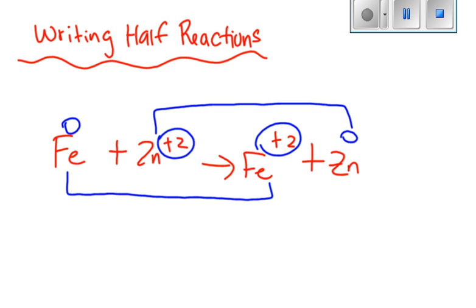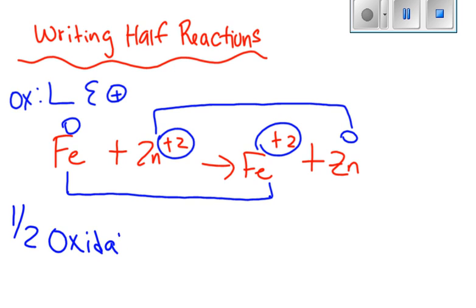Remember, when you're oxidized, oxidation is loss of electrons, so you become more positive. And iron is the one that's becoming more positive. You think about a number line. It's going from 0 to +2. So when you want to write a half reaction, we'll start with the half oxidation reaction. You write what does it start as on the reactant side and what it goes to on the product side. So iron starts as 0 and it goes to iron +2.